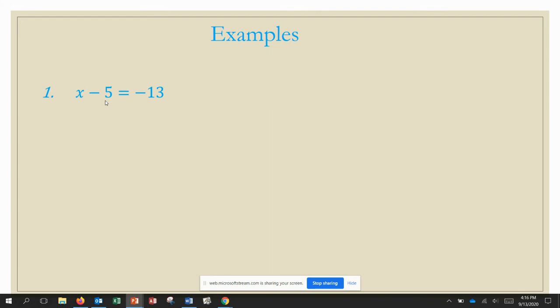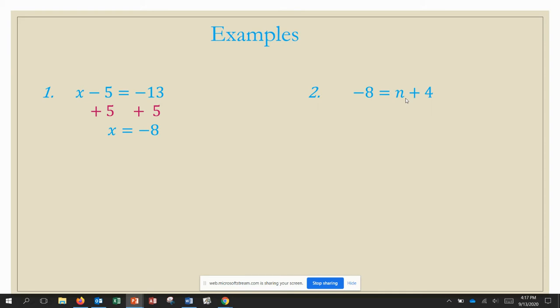Well, the only way that would happen is if we add 5 to this negative 5. That would leave me just with an x plus 0, or x on the left side. But if you remember, if we add 5 to the left-hand side, we also have to add 5 to the right-hand side. So we're going to add 5 to both sides. That is going to give us a solution of x equals negative 8 because negative 13 plus 5 equals negative 8.